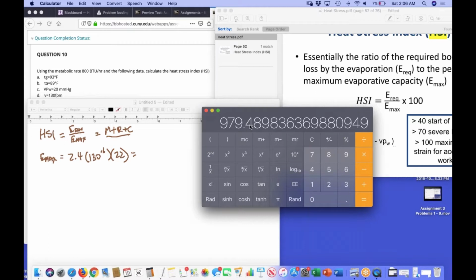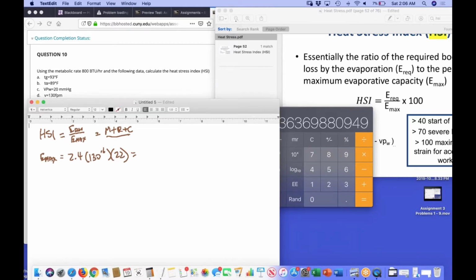So my E max is 979.5. Let's write that down. Great. Okay, my metabolic rate we already have at 800, so I can really start to fill this in. So this is equal to 800 plus, and we're going to continue with our calculation, 979.5. Okay, so next, our radiant heat.